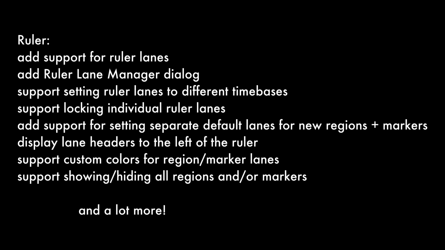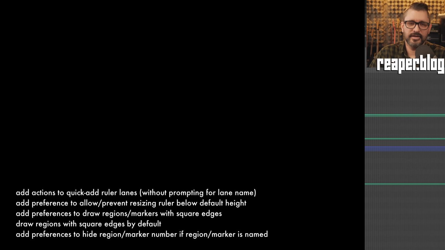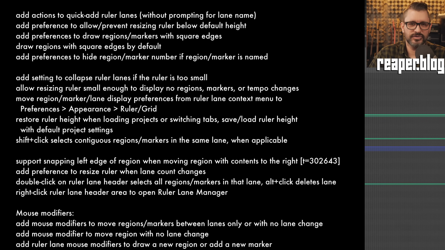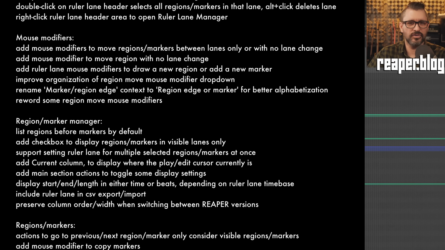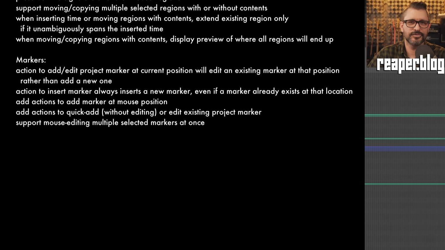And now we're going to talk about changes to the ruler. Add support for ruler lanes. Add ruler lane manager dialog. Support setting ruler lanes to different time bases. Support locking individual ruler lanes. Add support for setting separate default lanes for new regions and markers. Display lane headers to the left of the ruler. Support custom colors for region marker lanes. Support showing, hiding all regions or markers. So there's actually a ton going into this. It's an overwhelming amount of information in the changelog, and because it's in different categories that all sort of interlink, it's going to be tough, but hopefully we'll learn a lot.